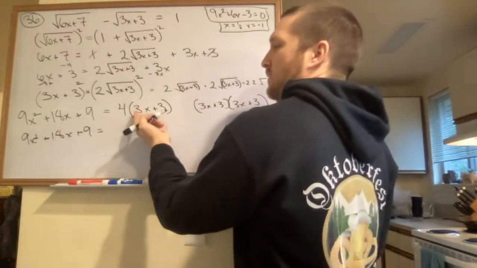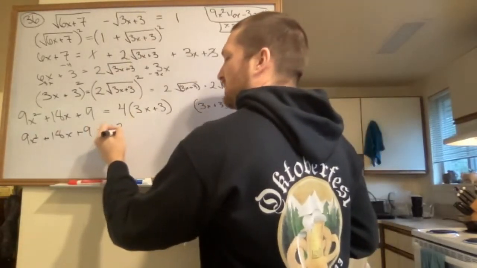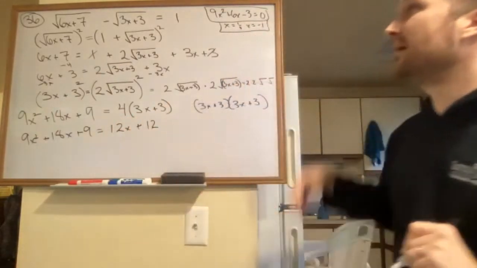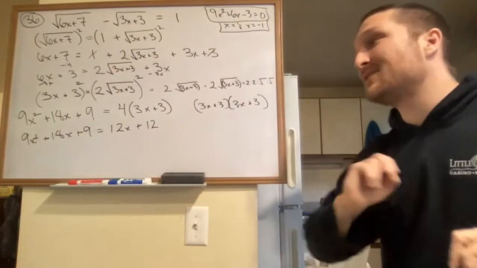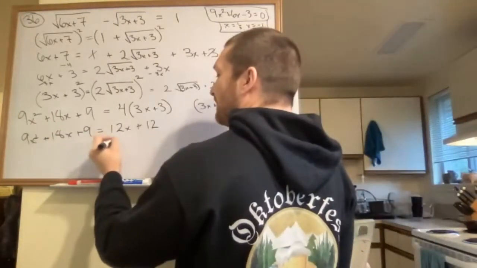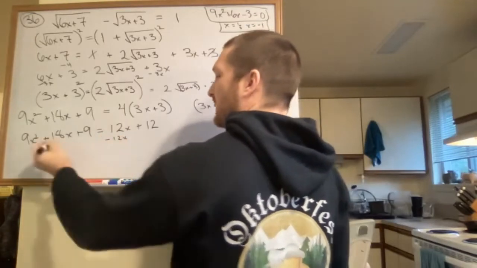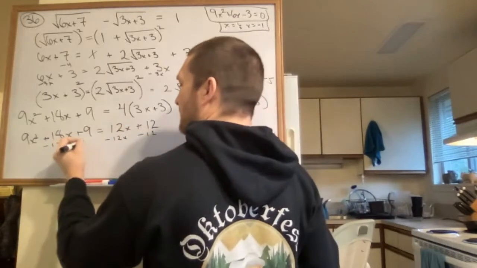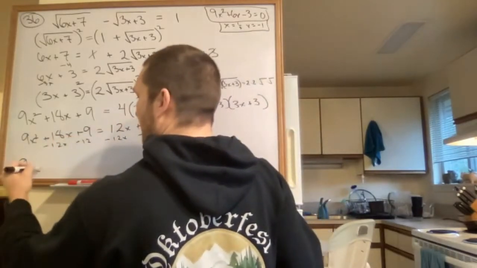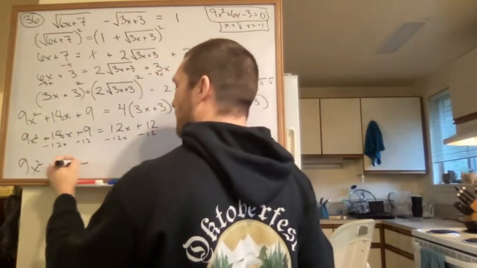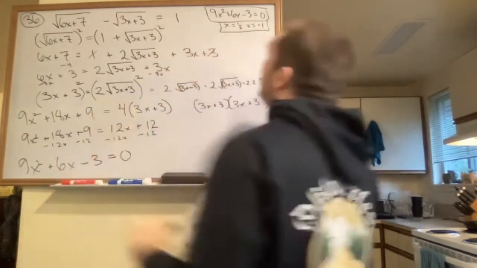well, how about we multiply this guy through? This gives me 12x plus 12. Oh man, that's way easier than dealing with fractions. And we even ended up with the exact same thing. I'm going to subtract 12x from both sides. Subtract 12 from both sides to give me 9x squared plus 6x minus 3 equals 0.